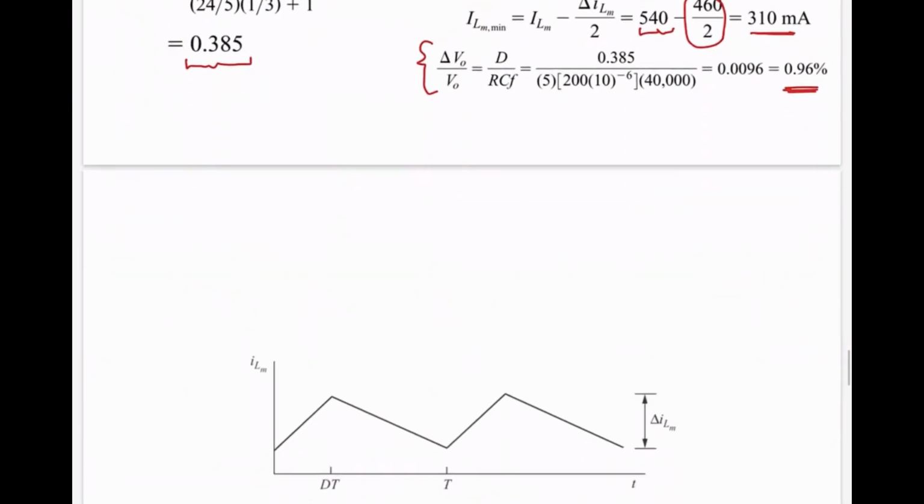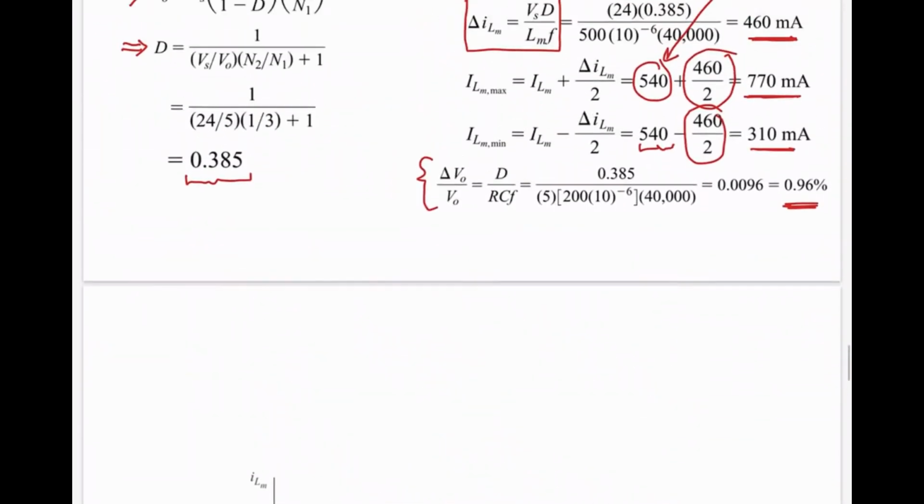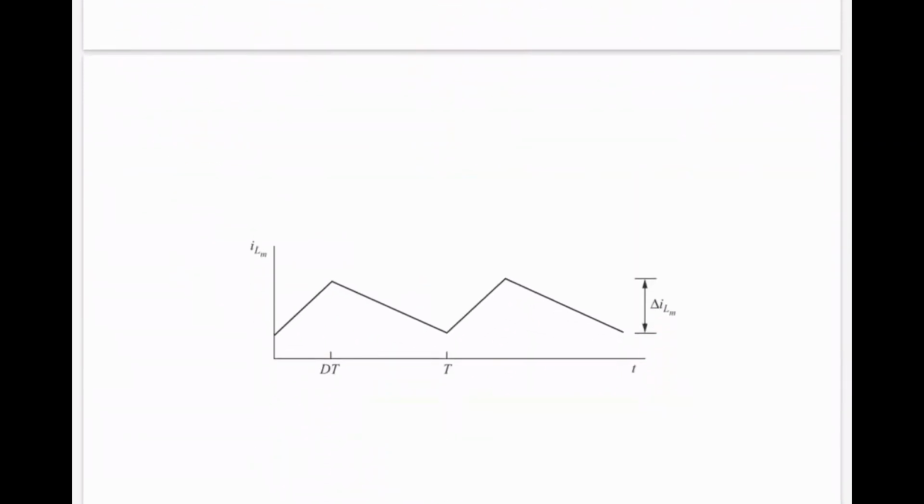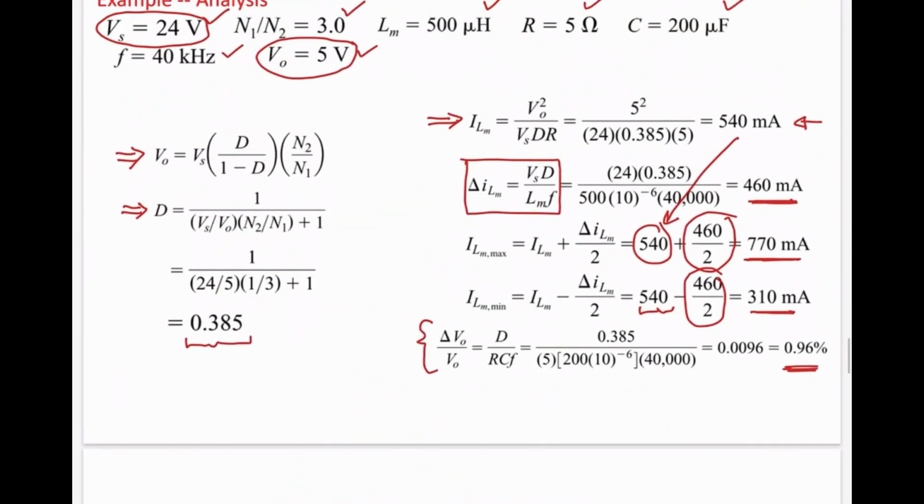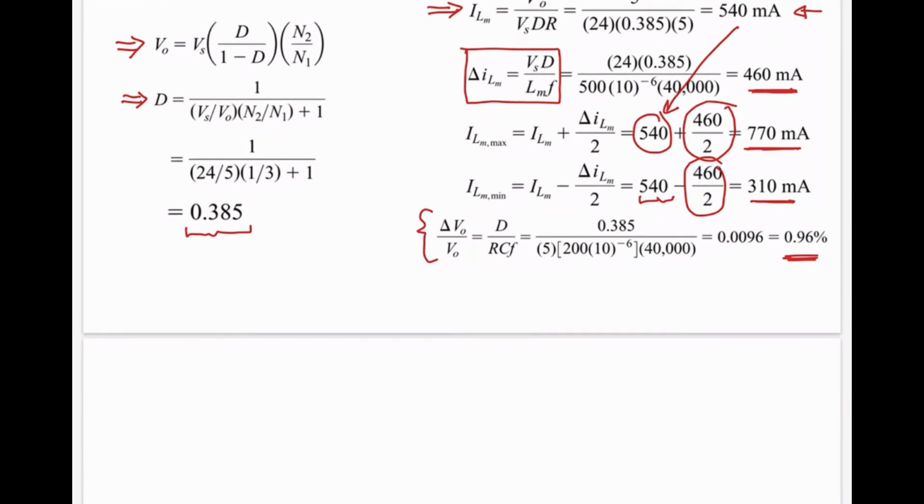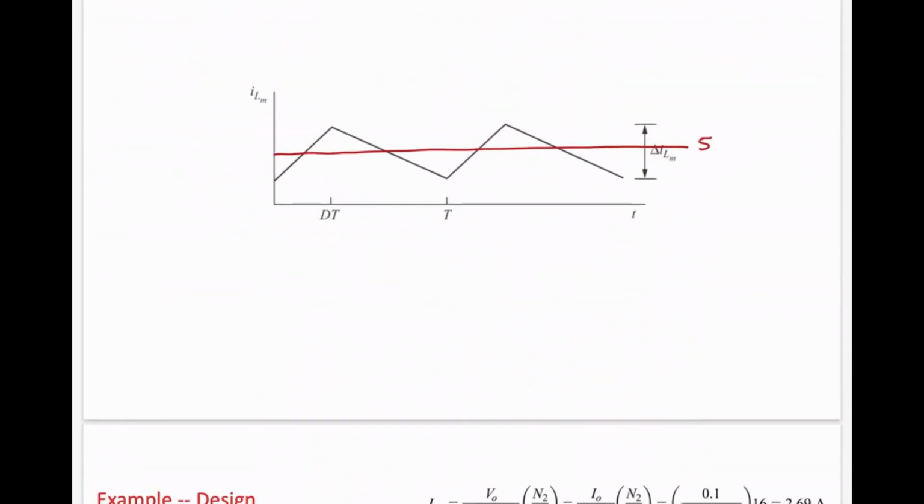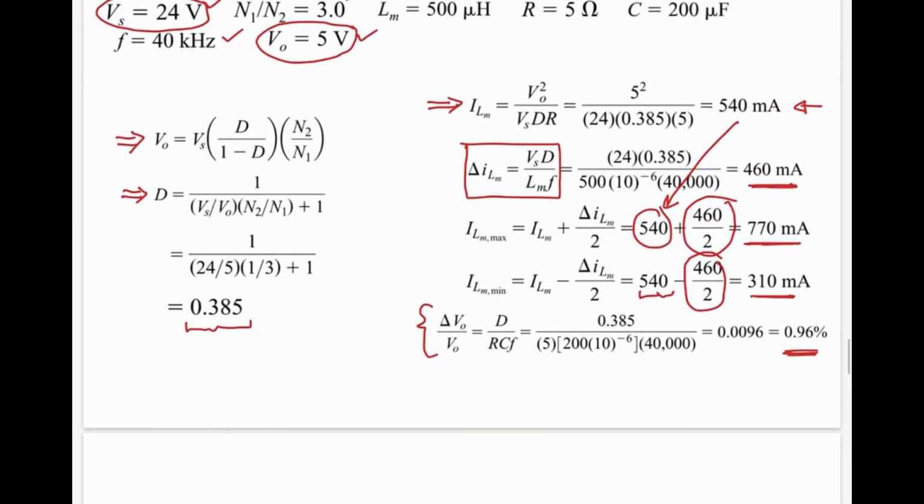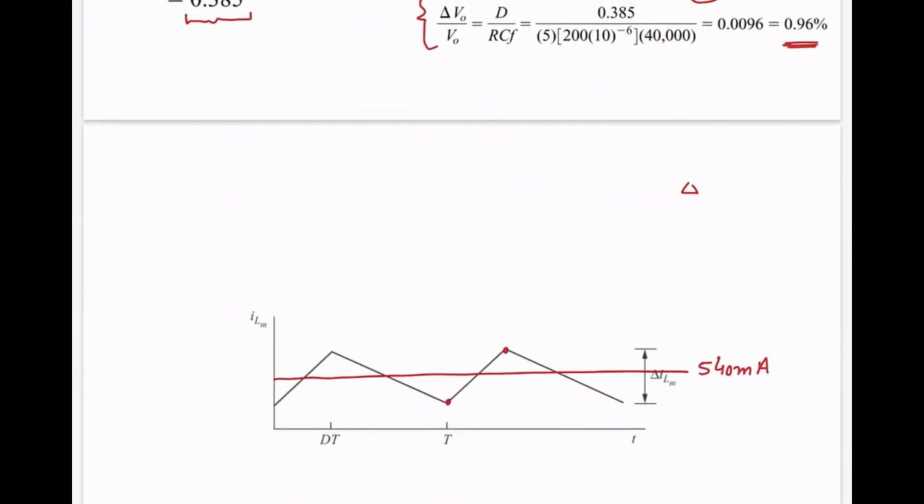Okay. So the current waveform for the magnetization branch is this one. The average value is 540 milliampere. And what is this peak, the maximum and minimum? Delta ILM, as we have calculated over here, is 460 milliampere. Let's write it down over here: delta ILM is 460 milliampere.